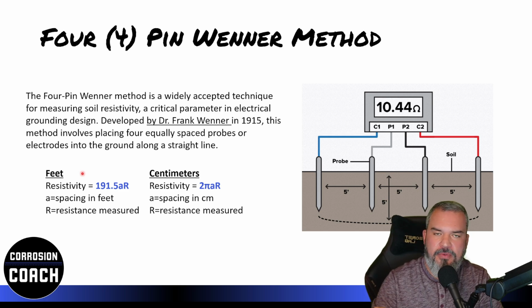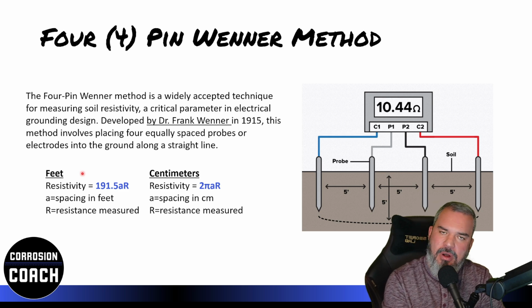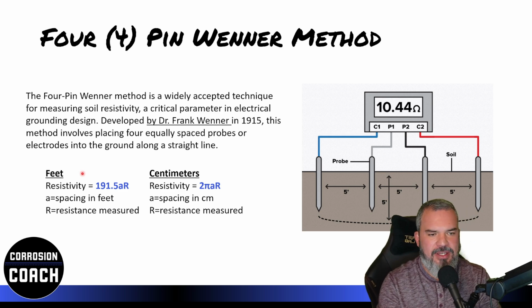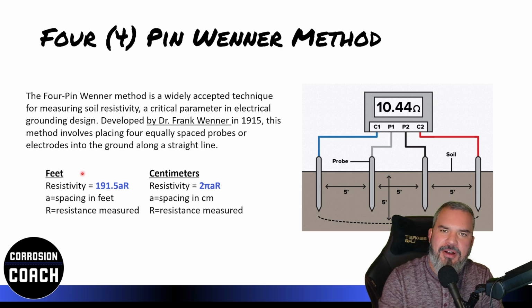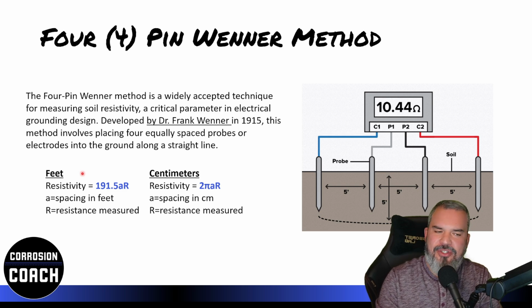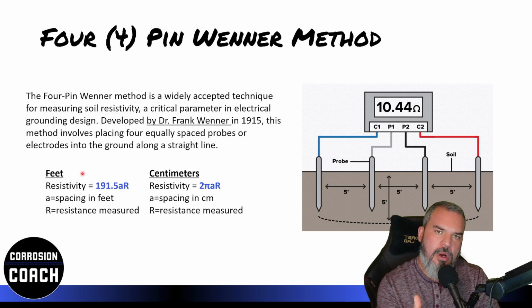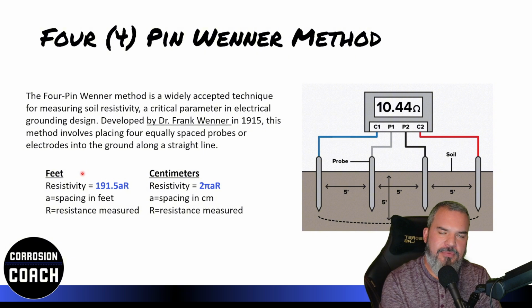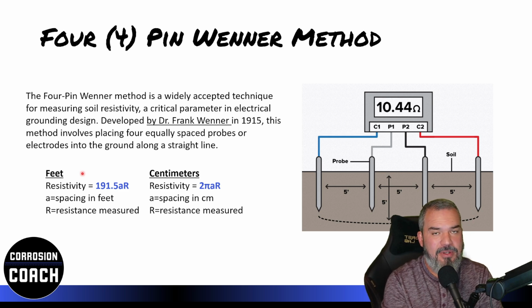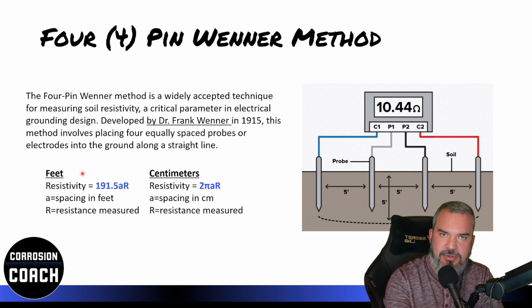And so the formula for that is, I'm going to give you a factor first, 191.5 times A times R. A is the spacing of our pins. R is the resistance that I just measured with my instrument or my meter, okay? If you were in centimeters and that's your preference, then you would use the second one, which is 2 times pi times A times R. A is still spacing, just this time it's in centimeters. R is the resistance you measured, okay?